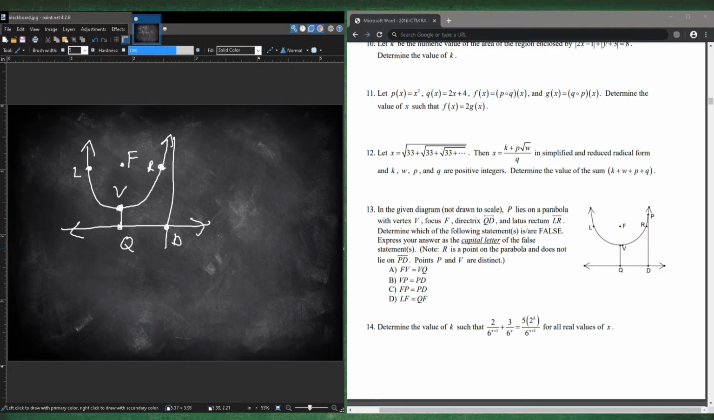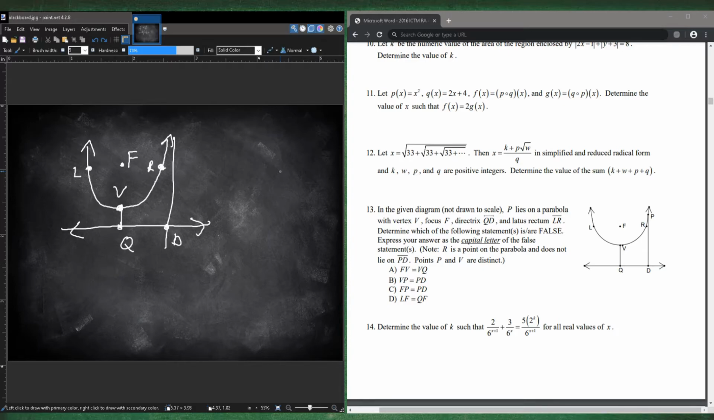A, they say FV is equal to VQ. So this is equal to this. Well, this is true. The distance from the focus to the vertex is equal to the distance between your vertex and your directrix. So A is true. That's just a property. The reason you're probably gonna get this wrong is if you don't know the properties. So it's kind of a weird math question.